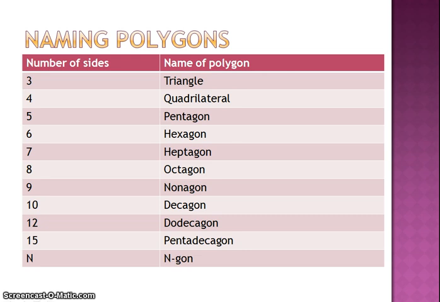Naming polygons. Some you've definitely seen before, like a triangle, quadrilateral, pentagon, hexagon. For 7 sides, you'll see heptagon, or sometimes septagon; octagon, nonagon for 9, decagon for 10, dodecagon for 12, pentadecagon for 15, and anything else like 11, it would just be 11-gon, 13, 13-gon, 100 sides, 100-gon. So there are not clever names for everything, but those that do have a particular name, I will expect you to know.